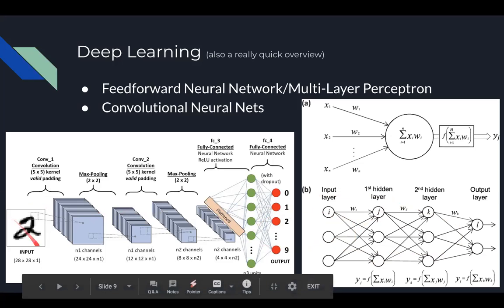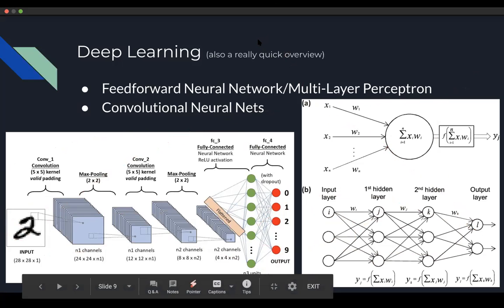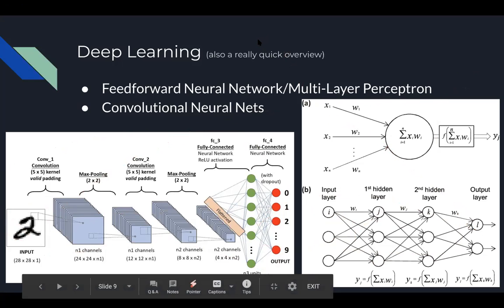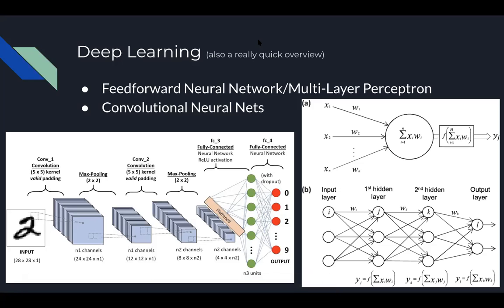And on the left over here is a convolutional neural net. Any questions about neural nets first? What they're supposed to do, anything like that? Is this lack of questions because I've explained it well, or do I need to repeat everything because there's no understanding?